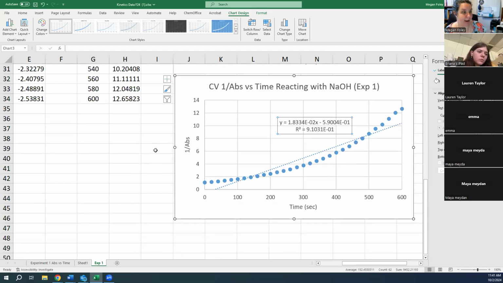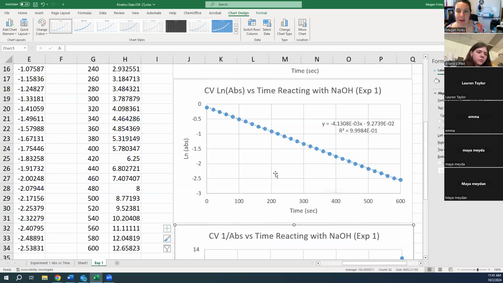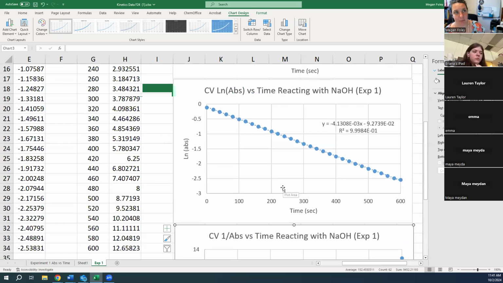So that is all we're doing for experiment number 1, these 3 graphs. We've got concentration versus absorption versus time, now the natural log of absorption versus time, and 1 over absorption versus time. Can anybody tell me what the order is with respect to crystal violet? You can type it in the chat if you don't want to speak.